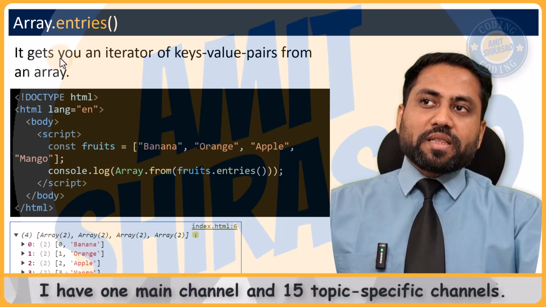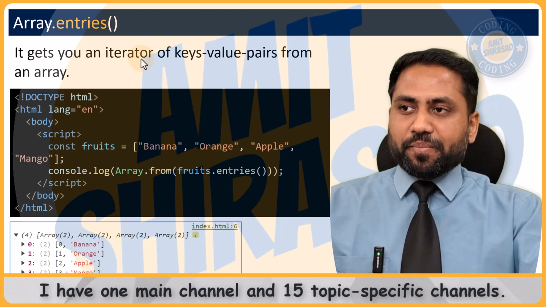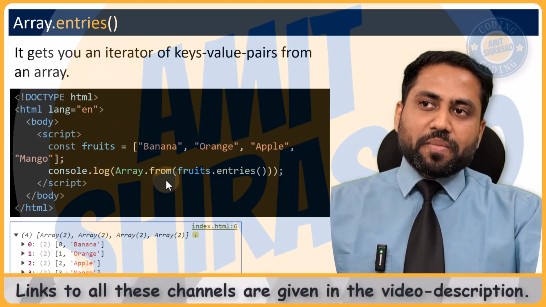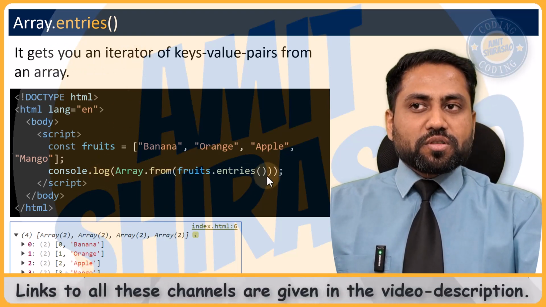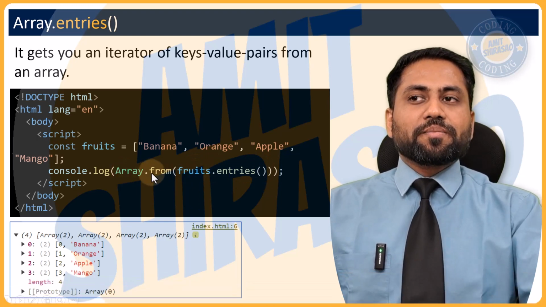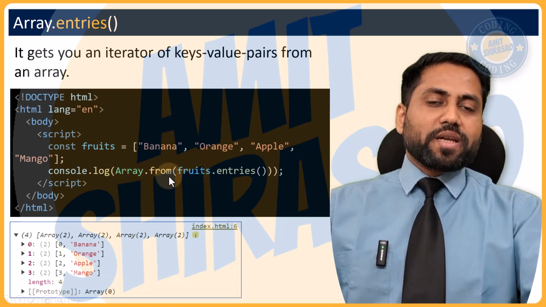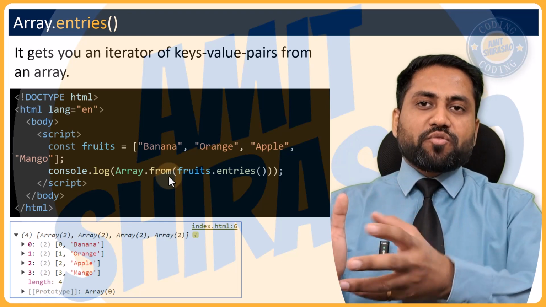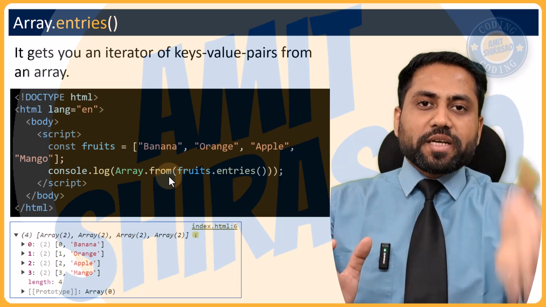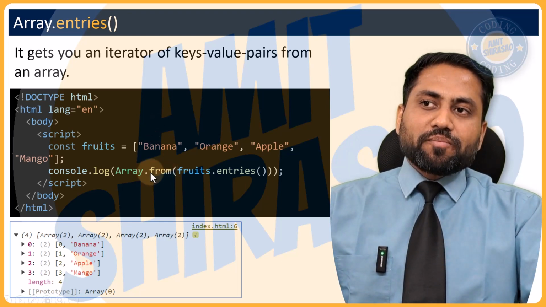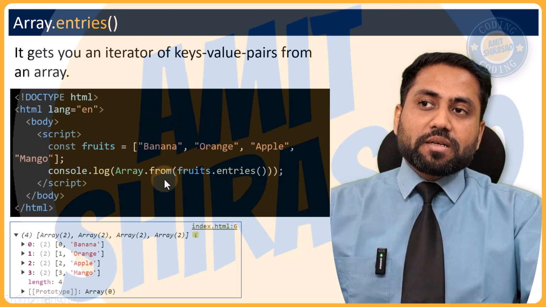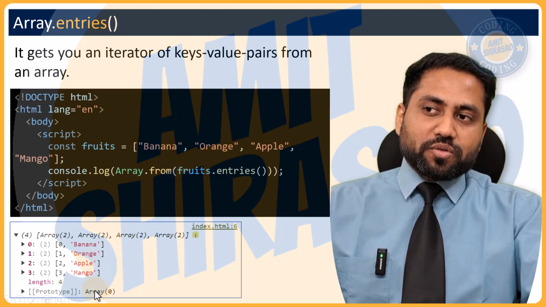So you again get an iterator, you don't get an array. You don't get an array of arrays, you get an iterator. So to get an array from that iterator, you can use array.from. So array.from can be used to get an array from a string or an array from an iterator. Then you can console it out if you want.